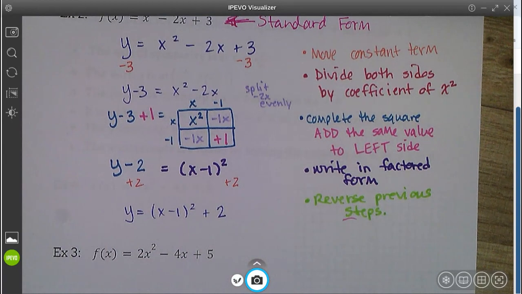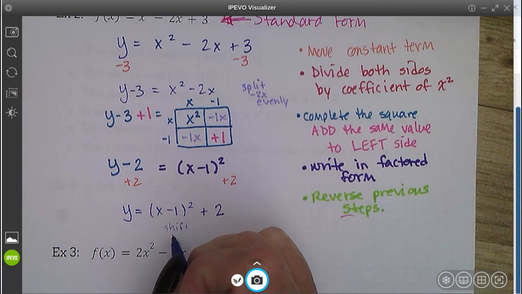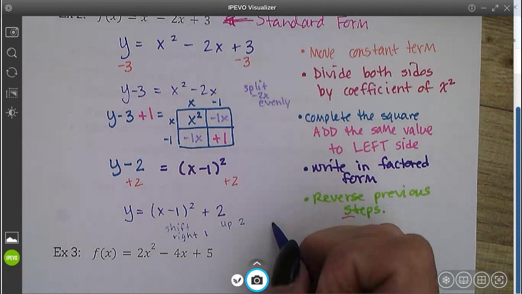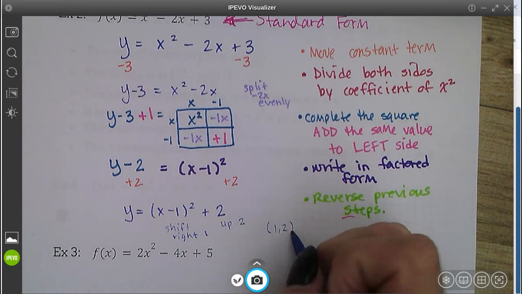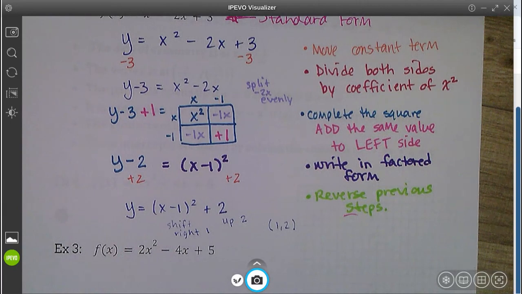So now this is in vertex form. I can see that I have a shift right 1 and up 2, so the vertex would be at (1, 2). I don't have any stretches or compressions, so I would follow the normal pattern of a parabola.